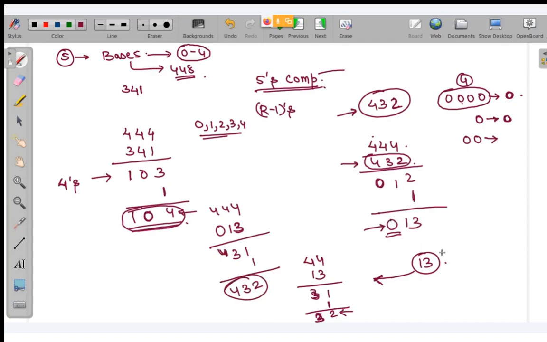Okay. Bhumika, did you get this answer? 0, 1, 3. I should be saying 0, 1, 3, not 0, 13.